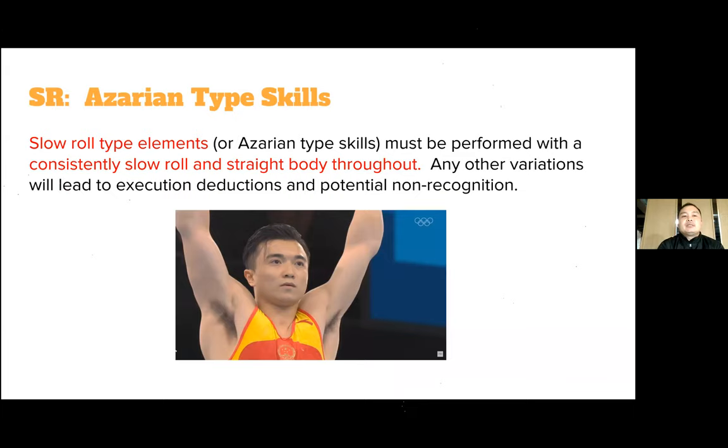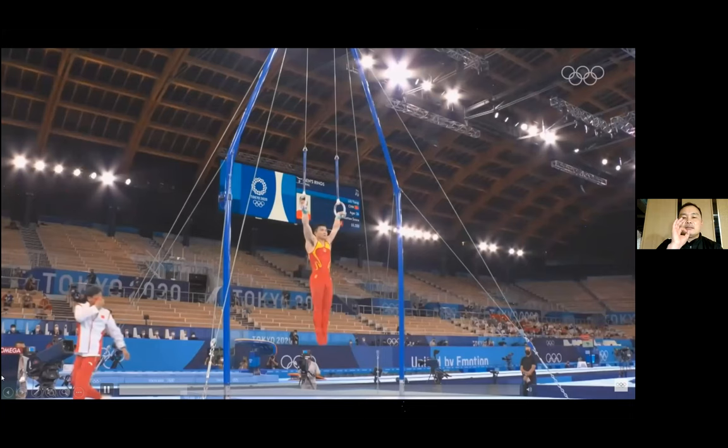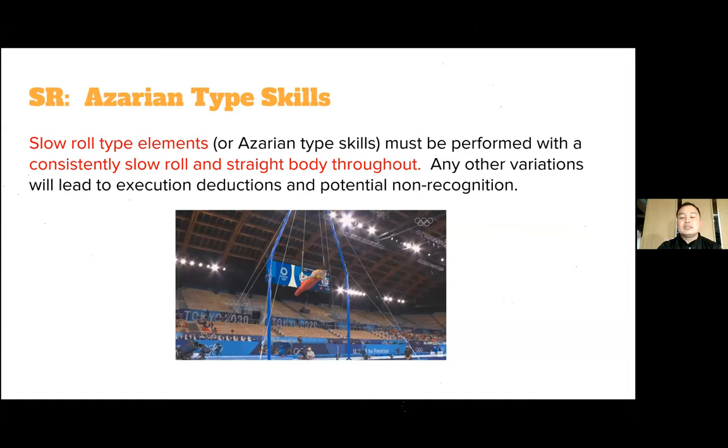Azarian type skills, slow roll type elements or Azarian type skills must be performed with a consistently slow roll and straight body throughout. Okay, let's see the video. So slow roll, consistently slow roll and straight body throughout. Yeah, this is very consistently slow roll and straight body throughout. This is a very perfect element.